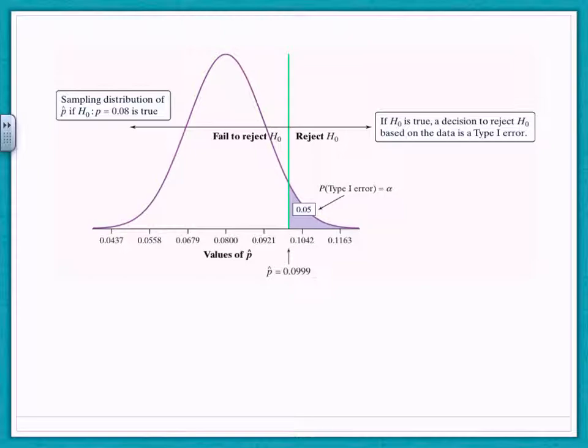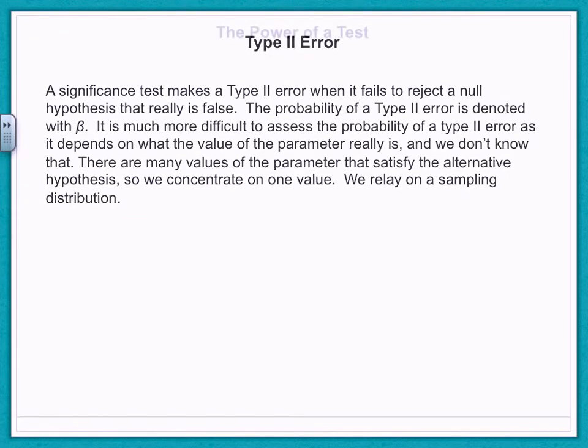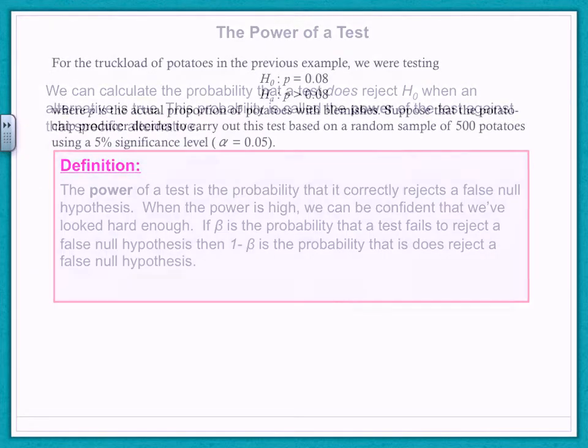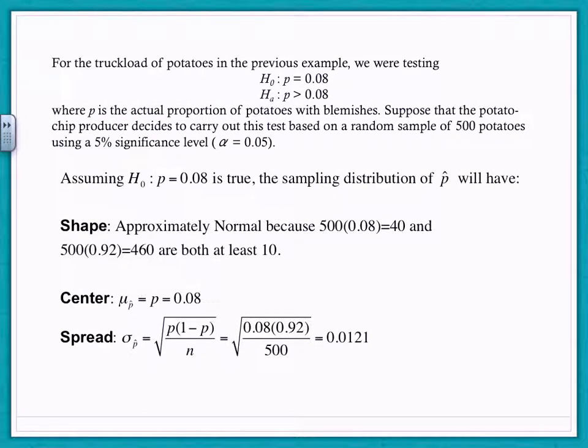I just want you guys to see the example. So we're referring back to that truckload of potatoes example, where they were saying that 8% of the truckload of potatoes had blemishes. We were expecting maybe more than the 8%, or that was what our test was showing. And I believe it was 47 out of a sample of 500 potatoes that had blemishes.